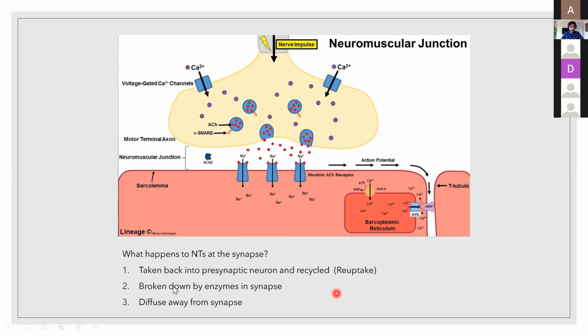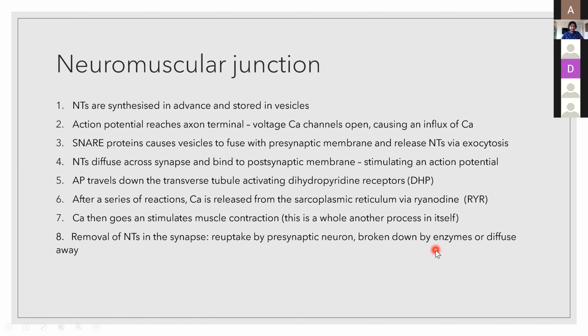One of three things happens. They can either be taken back into the presynaptic neuron and recycled via reuptake. This is called reuptake. They can also be broken down by enzymes that lie in this synapse. We've got an example here of a cholinesterase. Or they can just diffuse out, and this will stop the stimulation here. So once again, I just spelled out what happens there in words here, if you want to have a look at it again.